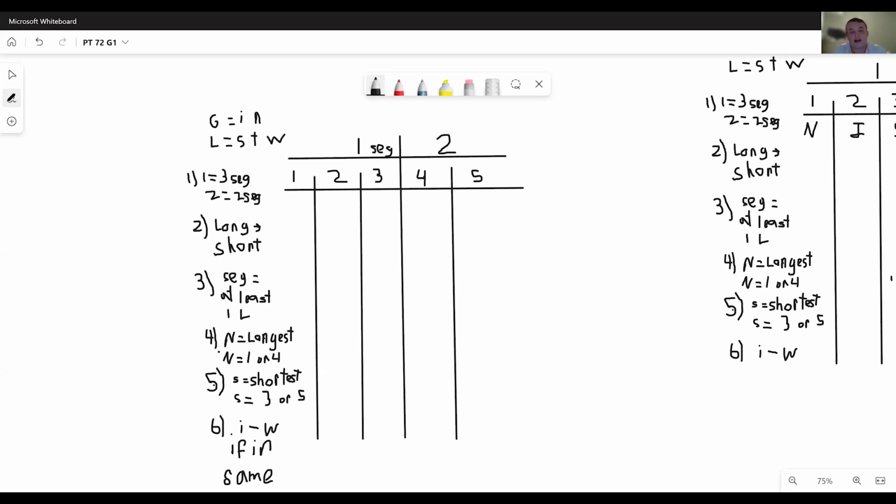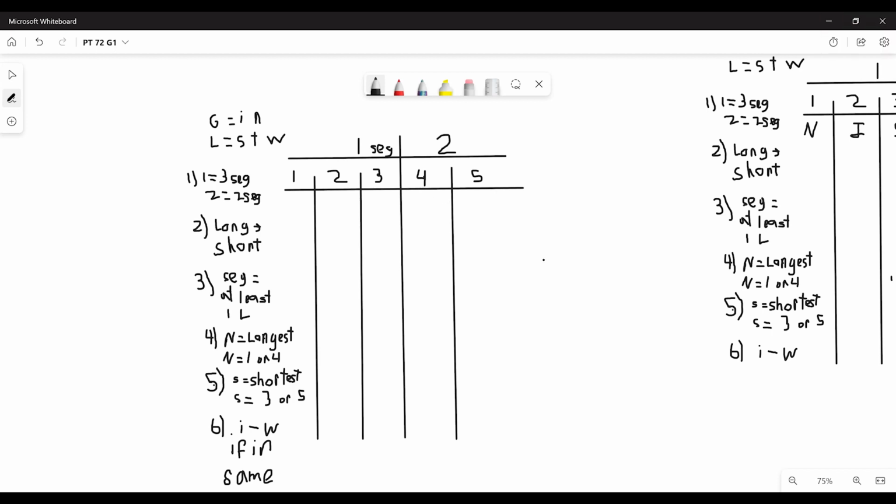Next, rule 4 is stating that national is always the longest of the 5 reports. So because of this, we know that whether N is in segment 1 or segment 2, it's going to be either in spot 1 or spot 4, because it's always going to be first in the segment that it is in. So do we all see why N is going to be in section 1 or section 4? Is there any confusion as to why N is in 1 or 4?